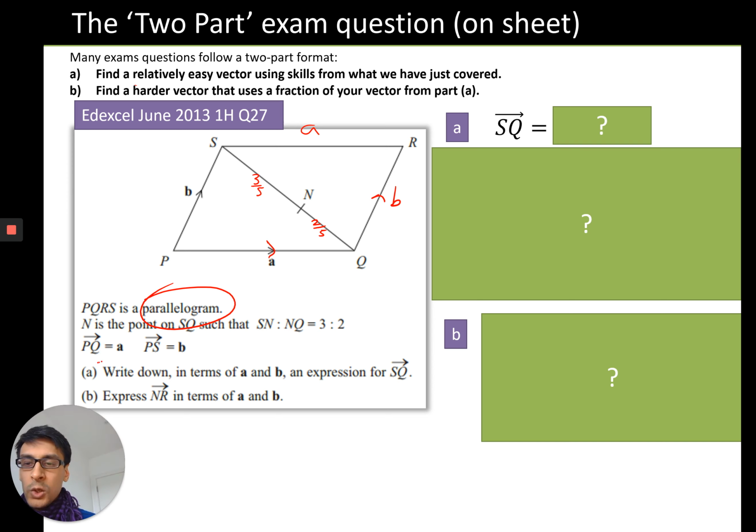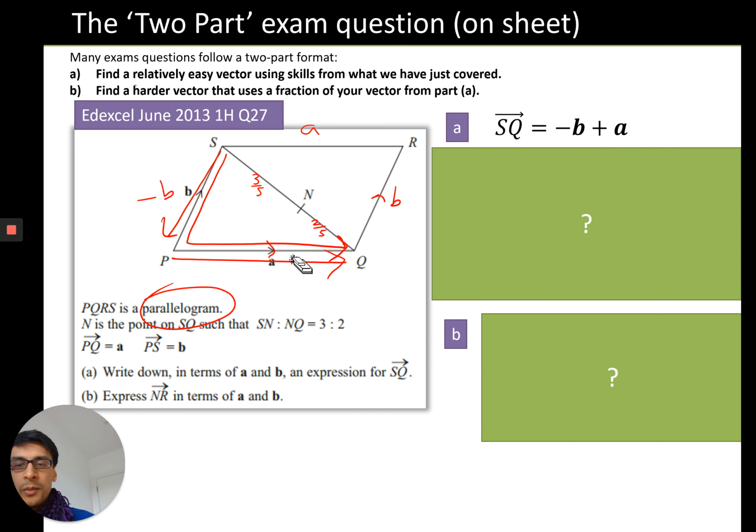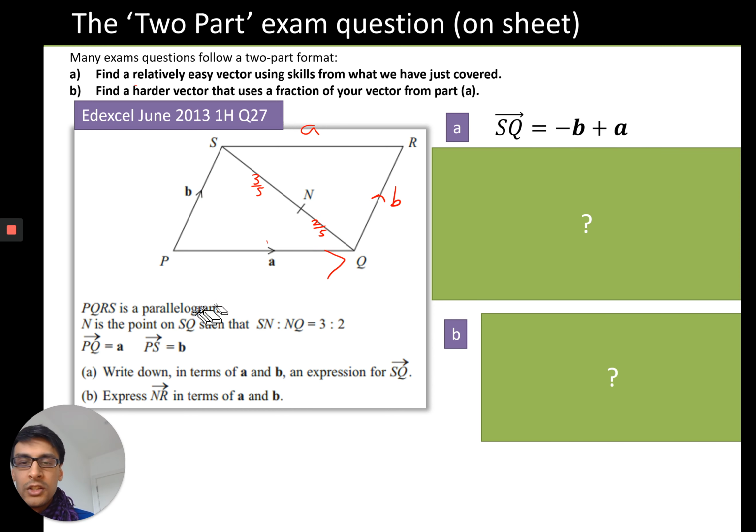You were also told PQ and PS, but I've already spotted that from the diagram. Now write down, in terms of A and B, the expression for SQ. So you want to go from S to Q. Now, obviously, we can't go straight down because there's no vector given, so we're going to go this way, which means negative B. So we can do part B.